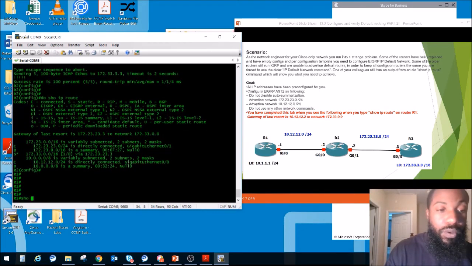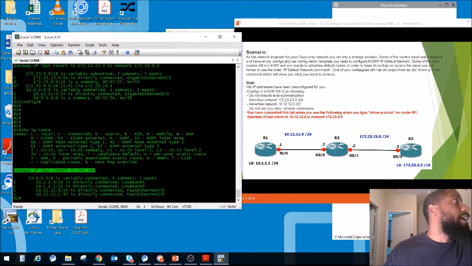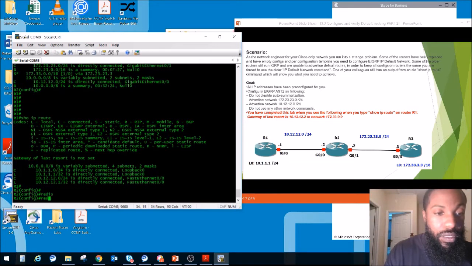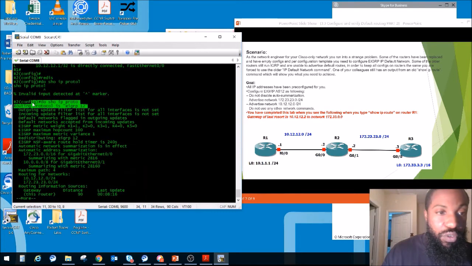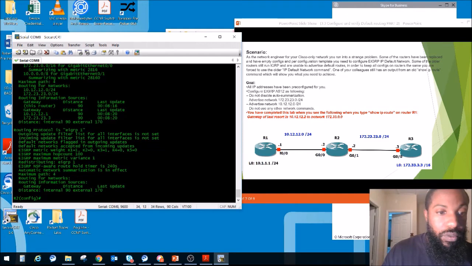Consoling into router 1, show IP route. You can see it's not. We don't even have a gateway of last resort set. Let's go back to router 2. Let's see if we can redistribute a static route. Let me do show IP protocols, so we can see, we know that it's process number 12. There's also EIGRP 1. I don't remember doing that.